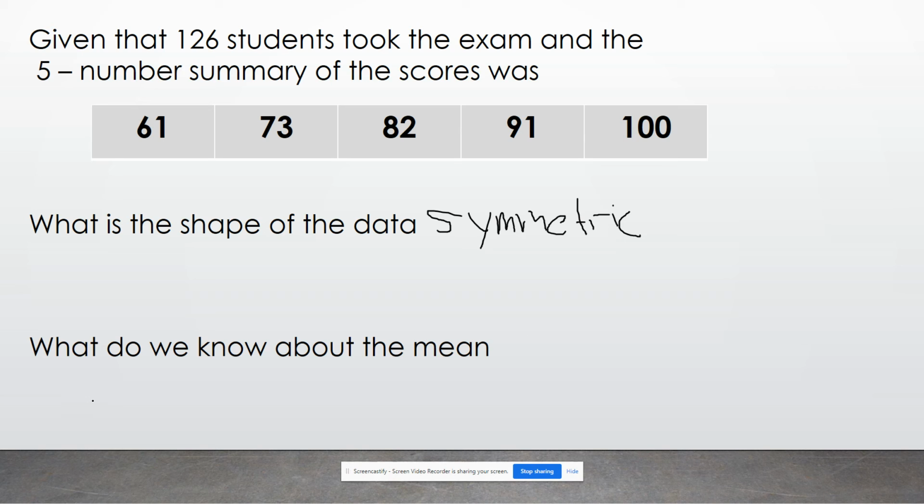Okay, well, if the data is symmetric, what do we know about the mean? It's approximately the same as 82. So we would say the same as the median.